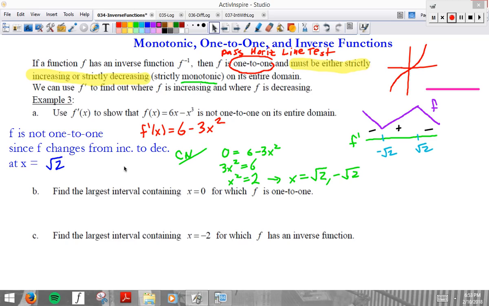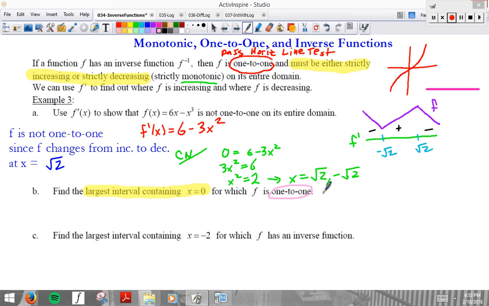If f changes from increasing to decreasing, it cannot be 1 to 1. You could have also said f changes from decreasing to increasing because f prime changes signs. These would be okay. Find the largest interval containing x equals 0 for which f is 1 to 1. So go ahead, write down an interval. Write down an interval that contains 0 where f is 1 to 1.